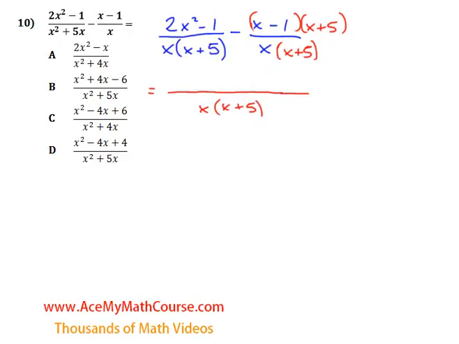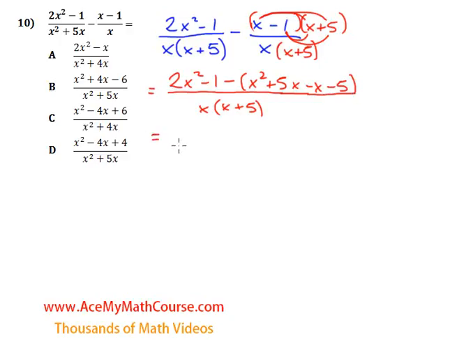And just like that, we can actually combine the fractions. So 2x squared minus 1. And we're subtracting x minus 1 times x plus 5, which I will actually just FOIL right now. X times x is x squared. X times 5, 5x. Negative 1 times x, negative x. And negative 1 times 5, negative 5.